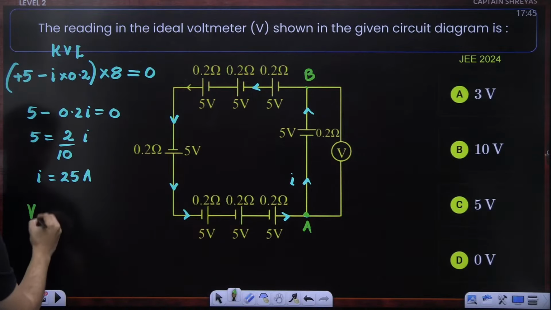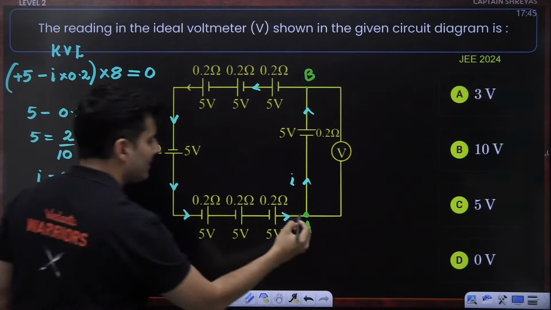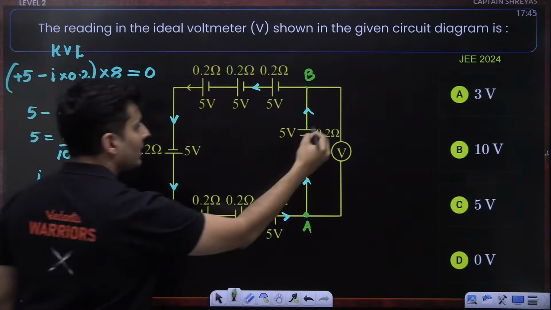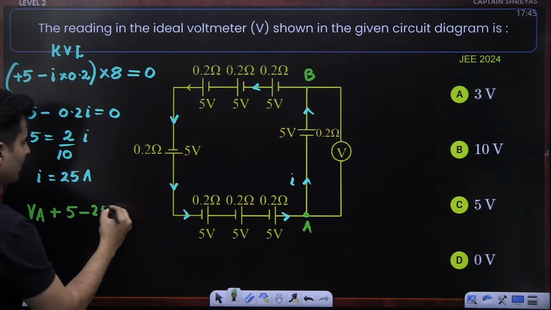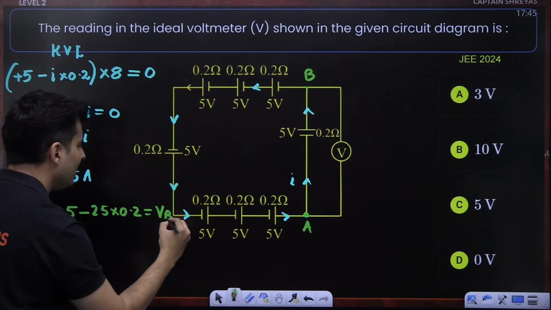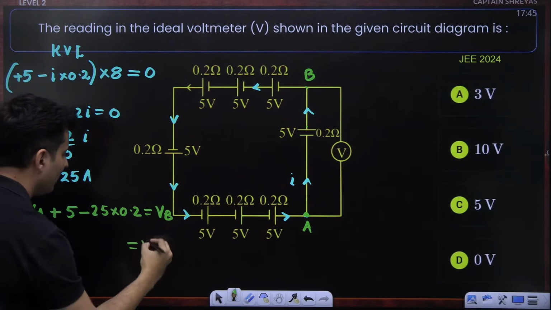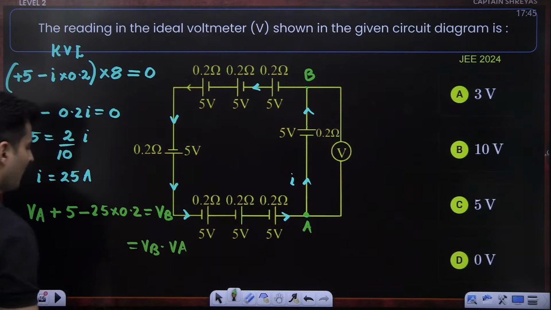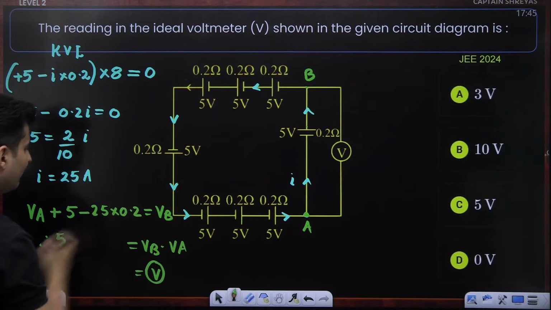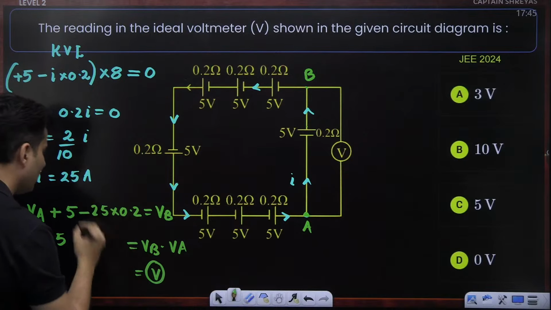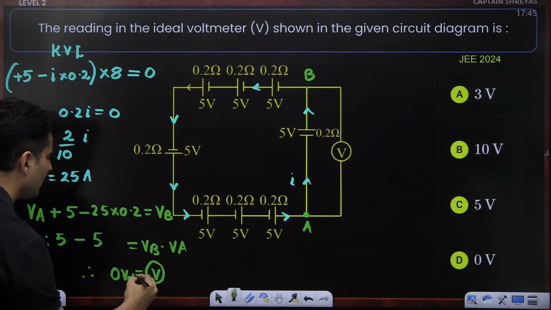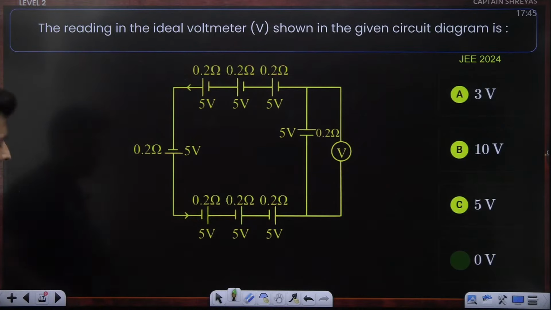If I start over here, voltage at A is the initial, plus 5 going from the negative to the positive terminal of the battery, minus current into resistance. Current is 25, resistance is 0.2. I reach over here, that is equal to VB. So VB minus VA is actually the voltmeter reading. What is this going to be? 5 minus 25 into 0.2. 25 twos are 50, into point, which means 5. So 5 minus 5 is 0, so the voltmeter reading is 0 volt. Hence, that is the answer, which is option D.